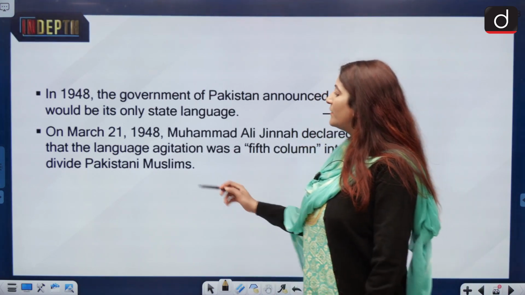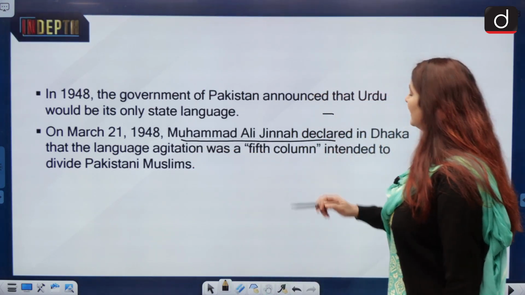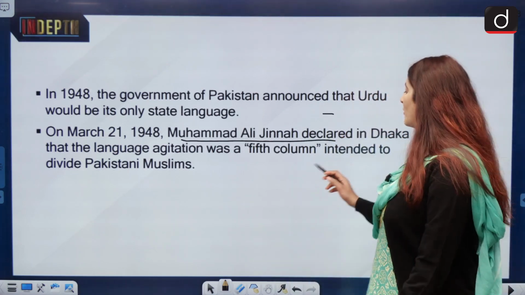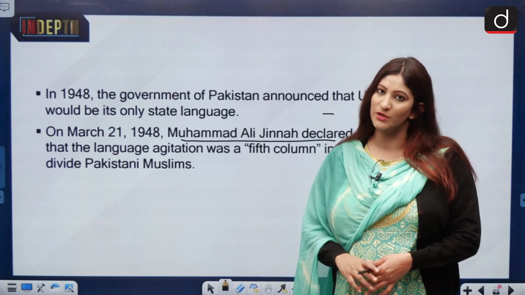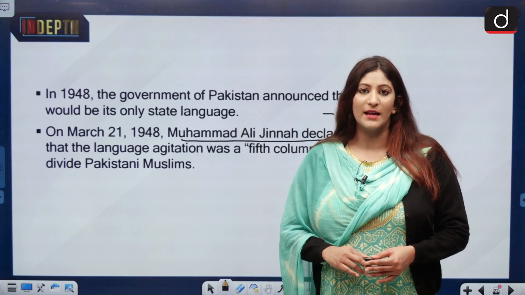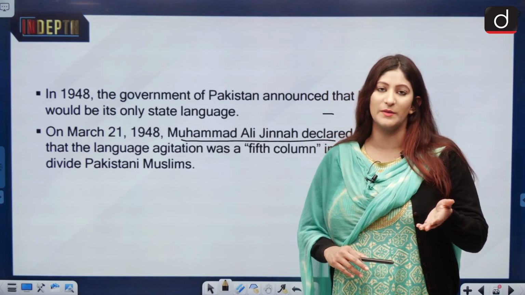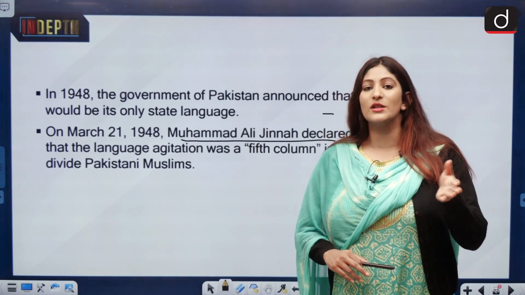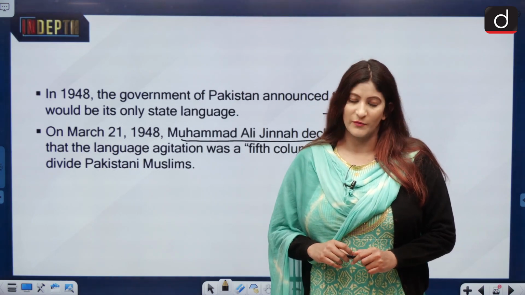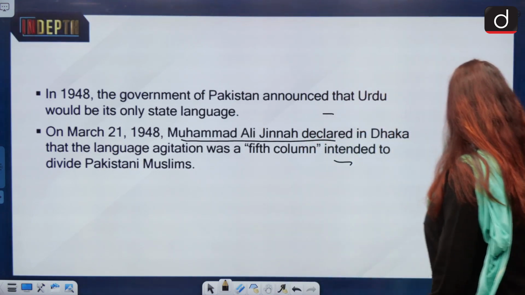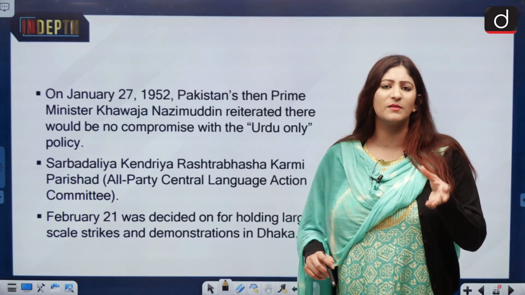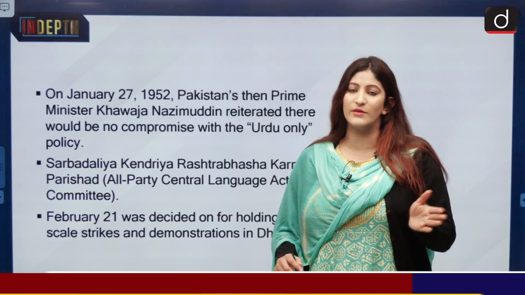Okay, so on March 21st, 1948, Muhammad Ali Jinnah declared in Dhaka that the language agitation was a fifth column intended to divide Pakistani Muslims. From the perspective of Jinnah, it was a conspiracy by the Hindus. This was his mindset, of course. So this led to rising tensions, and small, minor problems used to arise every now and then.